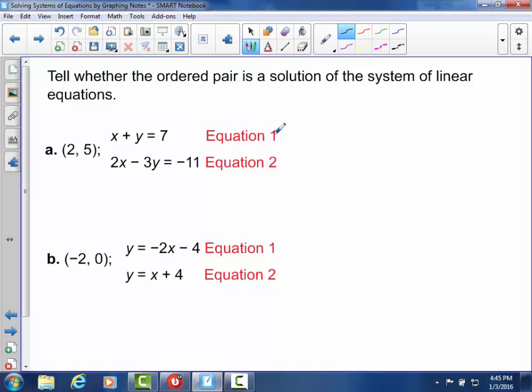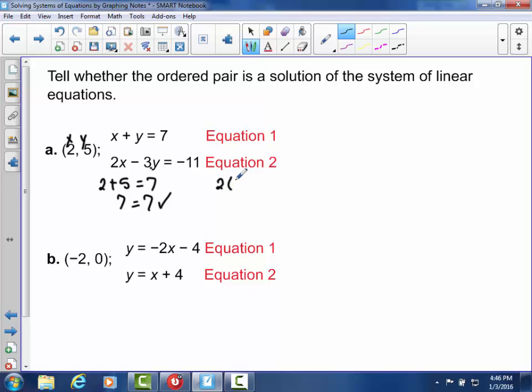All right, so tell whether the ordered pair is a solution of the system of linear equations. To tell if an ordered pair is a solution to a single equation, you just substitute it in for the x and the y and see if you get a true statement. So when it's a system, you substitute 2 and 5 in for x and y here and in the second equation. So we would have 2 plus 5 equals 7, which means 7 equals 7, and that is true.